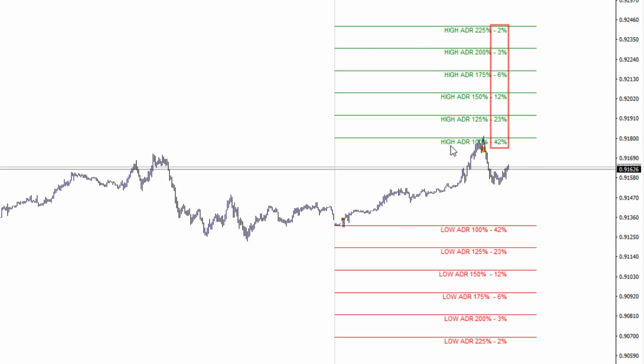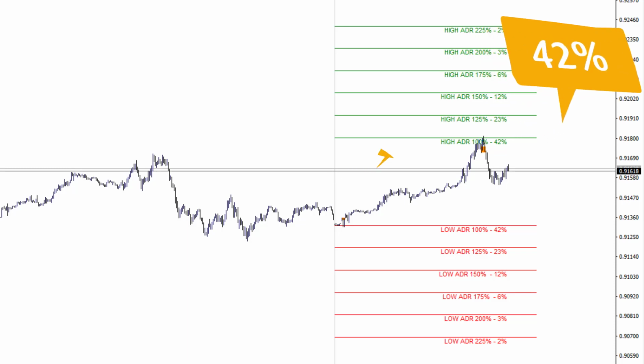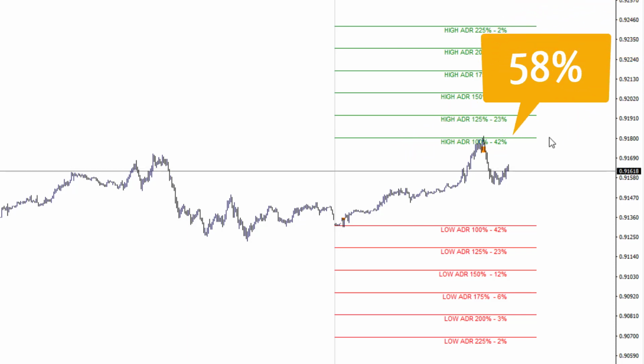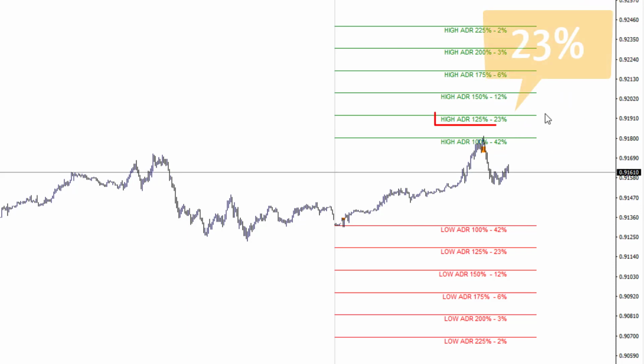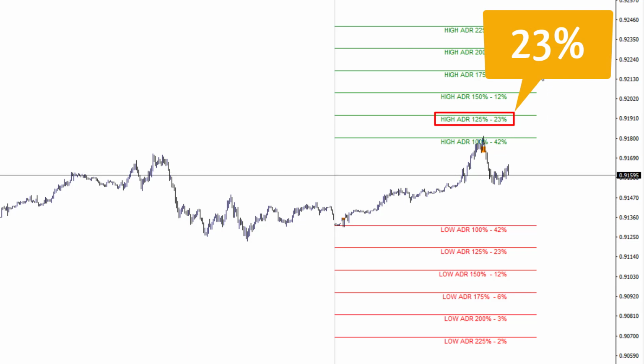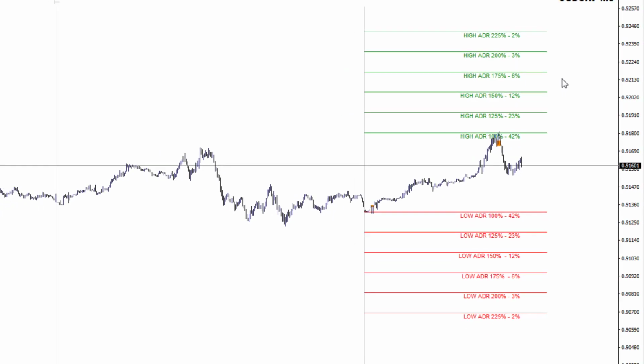So as you can see here, when price gets to 100% of its average daily range, and we're using the average daily range 10 figure in this case, there is a 42% chance that price will go higher than there, which means that 58% of the time price will stay within its average daily range. When price gets to 125% of its average daily range, there is a 23% chance of it going higher. So you can see that the odds of a reversal starting to happen or a pullback happening when we get to these levels increases the further price digs into its average daily range for that particular currency.